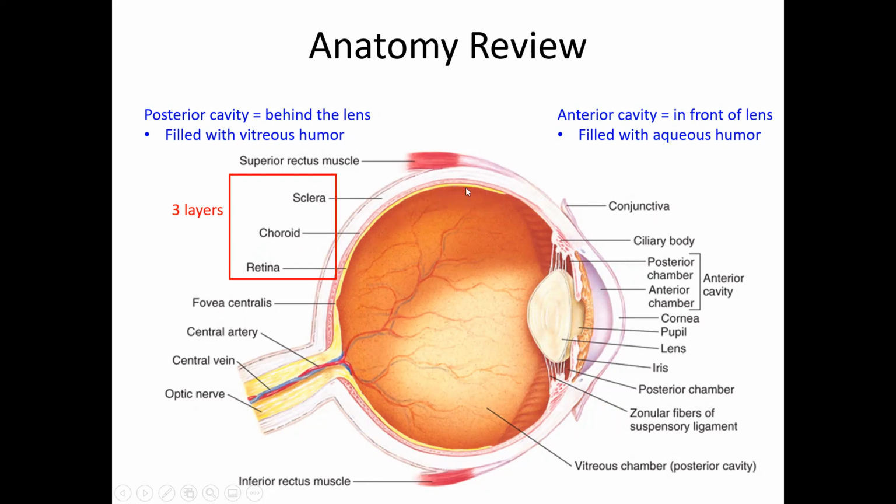And then on the innermost layer, we have the retina. That's also known as the neural layer. That's where we're going to find our photoreceptors. And the last sensory neurons, which are called ganglion cells, are going to come together to form the optic nerve, which takes sensory information to the brain.